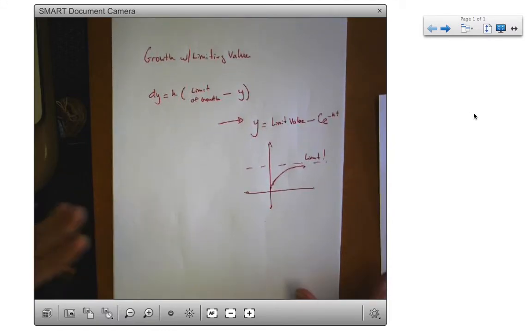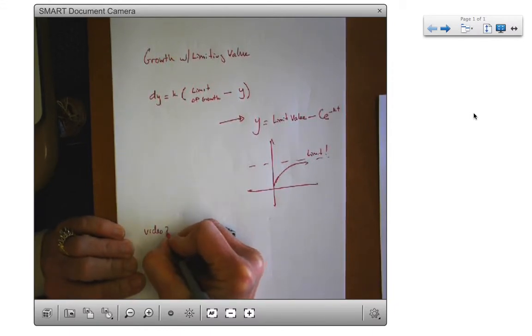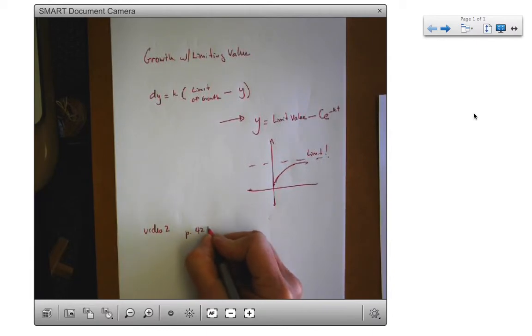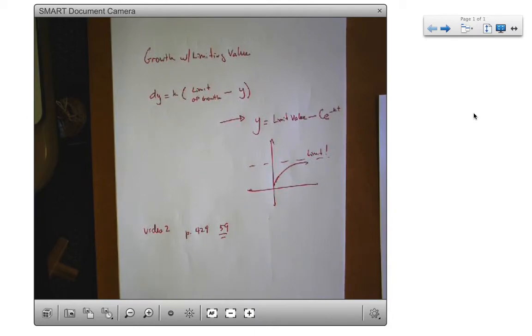All right, so you had one for our homework. I'm going to put that in another video. So my video 2 and what I post today is going to be from page 429, number 59. So I'm going to post a separate video on that question.